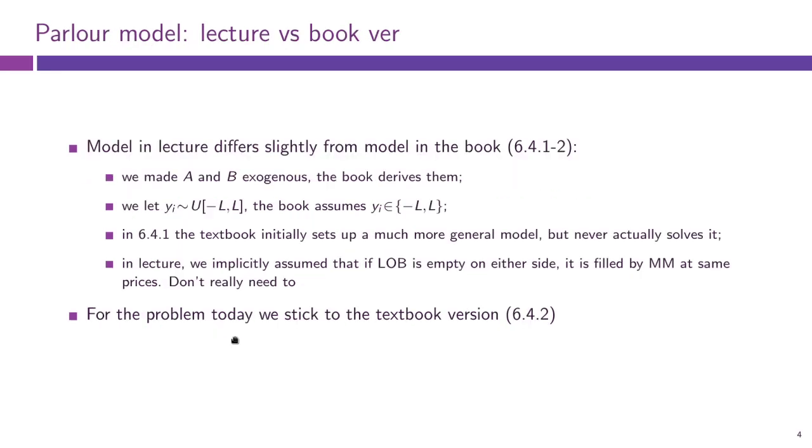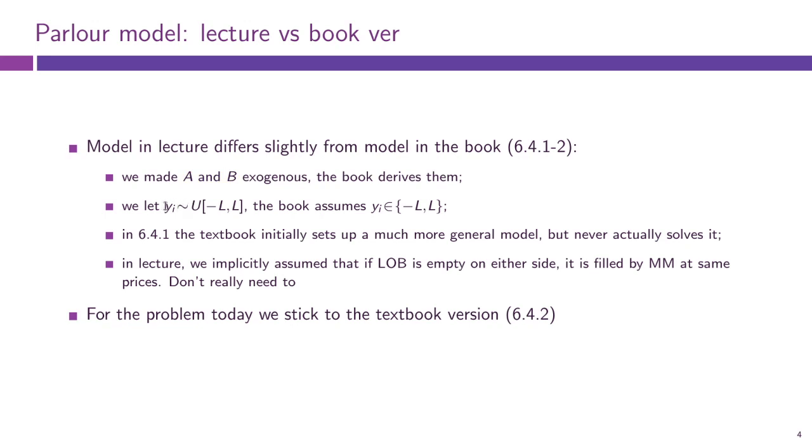As I said, the model in the book is slightly different. So it simplifies some things and makes other things more complex. Or I guess I simplified some things and made others more complex compared to the textbook. So in particular, we looked at exogenous bid and ask prices, while the book actually derives them. So today we will also be deriving the ask and bid prices.